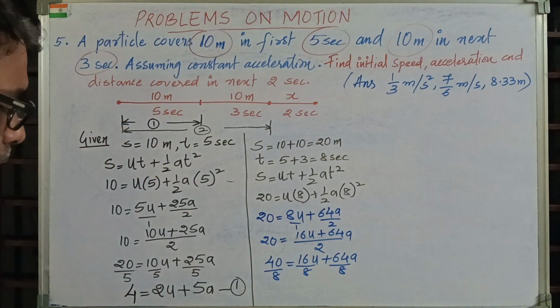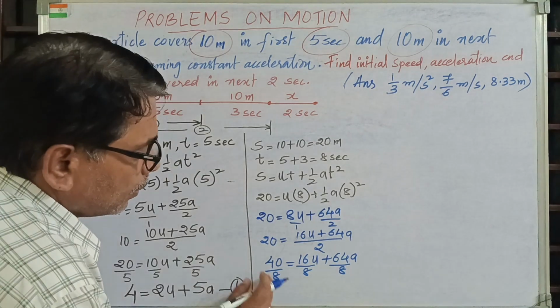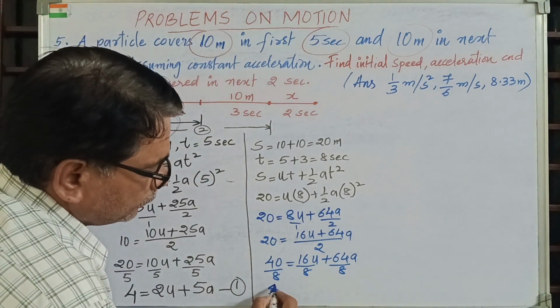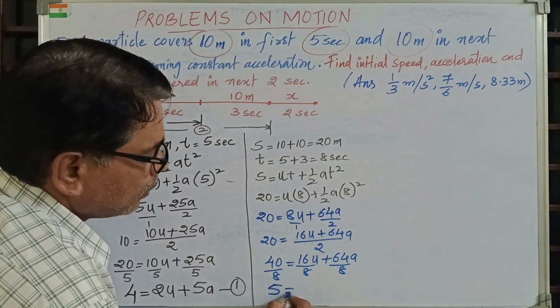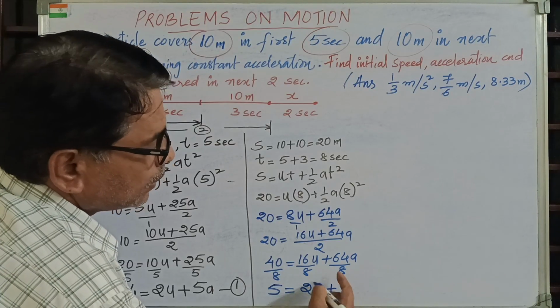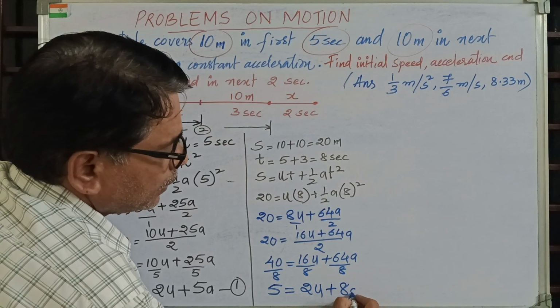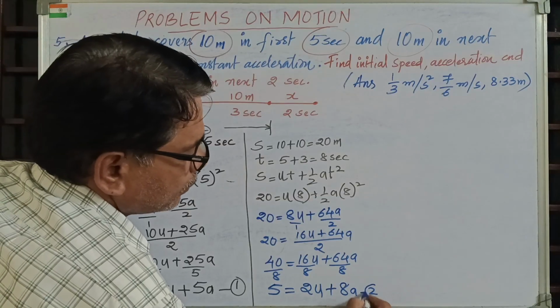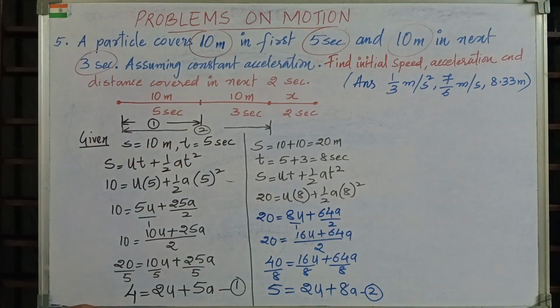What is that you get? Come on, tell me. It is how much here? 5, right? It is equal to 8 1s are 8, 2 2s are 2u plus 8 1s are 8, 8a. This is your equation 2. So now what shall we do?